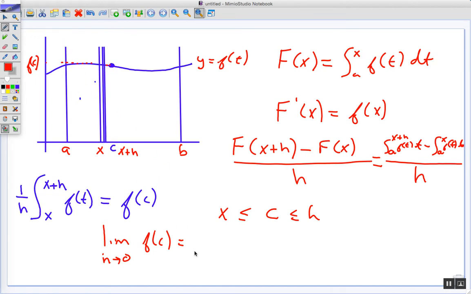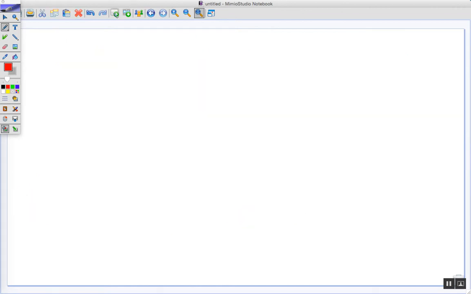So we can say that that's going to be equivalent to f of x. Okay, so that's kind of a semi-informal proof of the fundamental theorem of calculus. Now let's go ahead and work through a couple of problems.